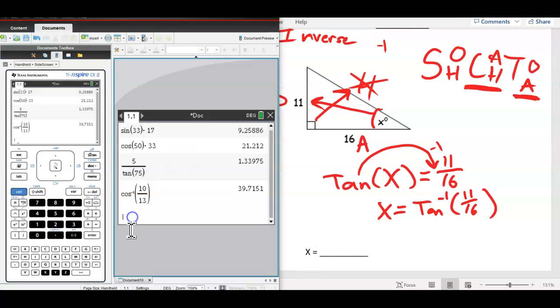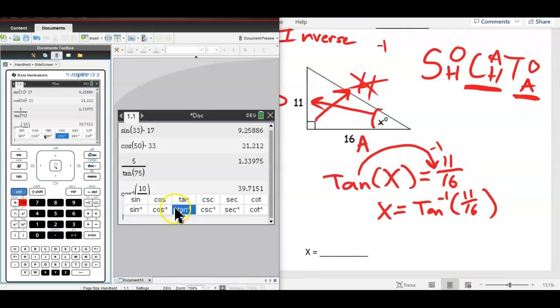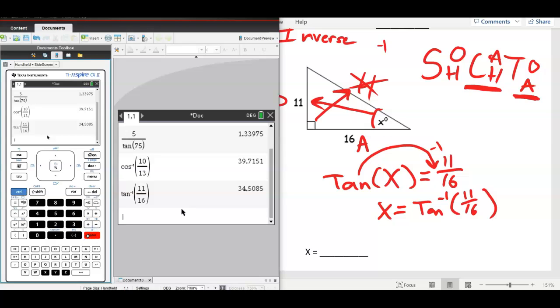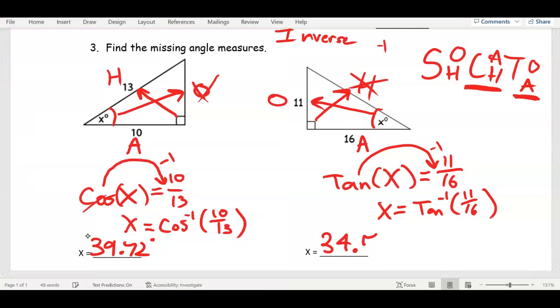So let's do that. Okay. So trig, tan inverse, 11 divided by 16. I get 34.508. 8 makes the 0 round up. 34.51. And my units of measure are degrees.